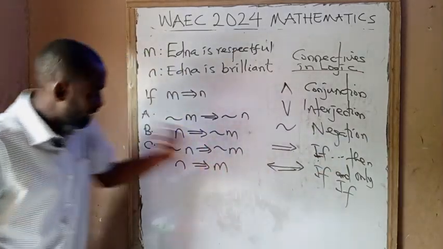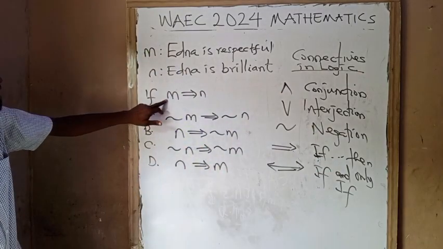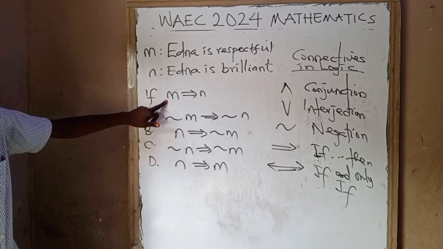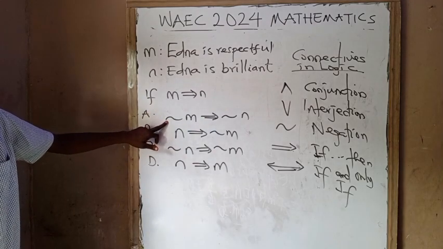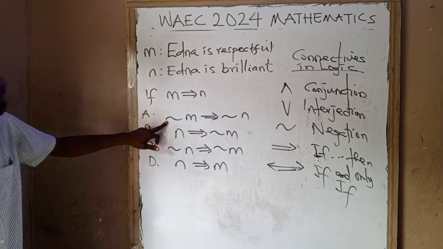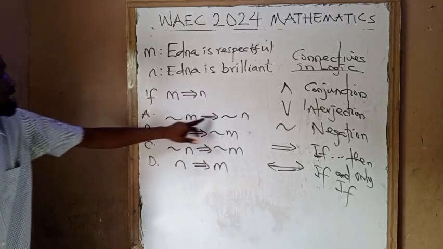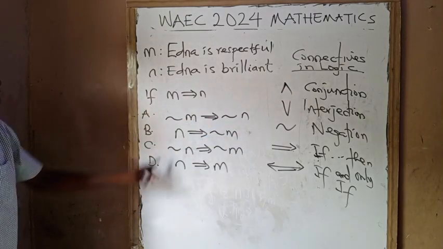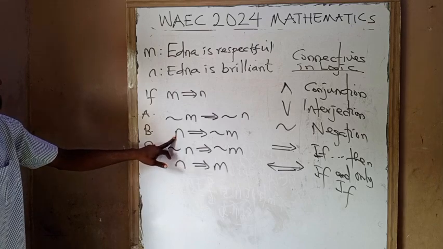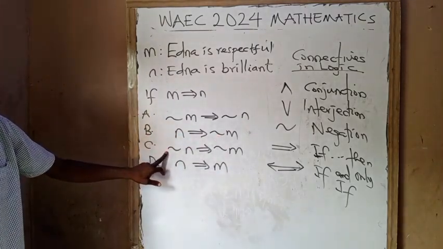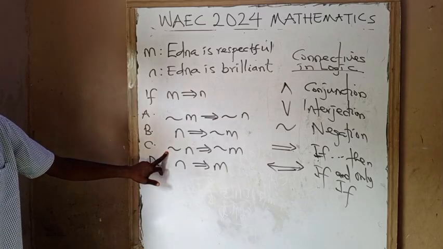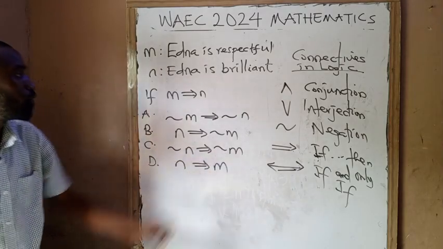If then, if. So this one reads, if Edna is respectful, then she's brilliant. Then this one is, if Edna is not respectful, then she's not brilliant. Then this one means, if Edna is brilliant, then she's not respectful, which is not that. Then if Edna is not brilliant, then she's not what now?